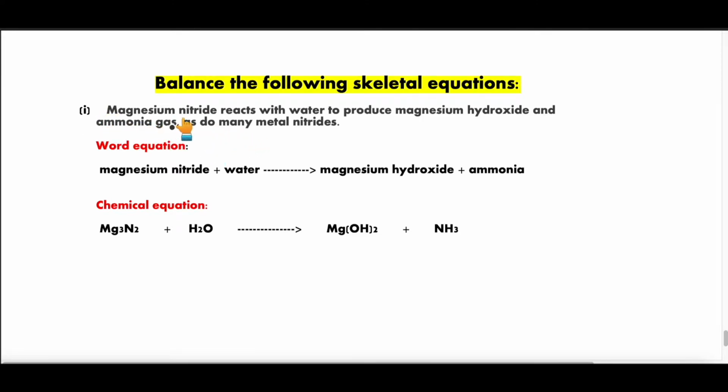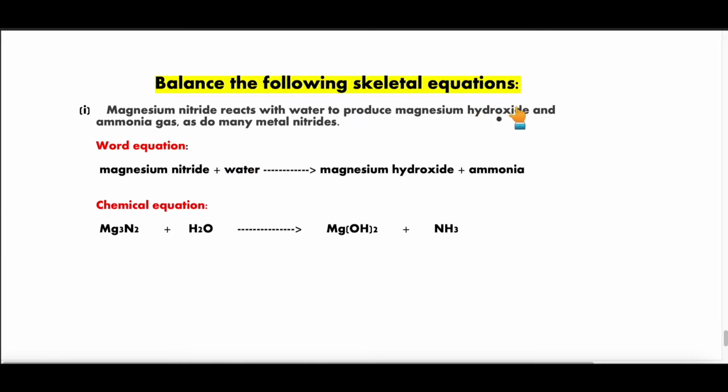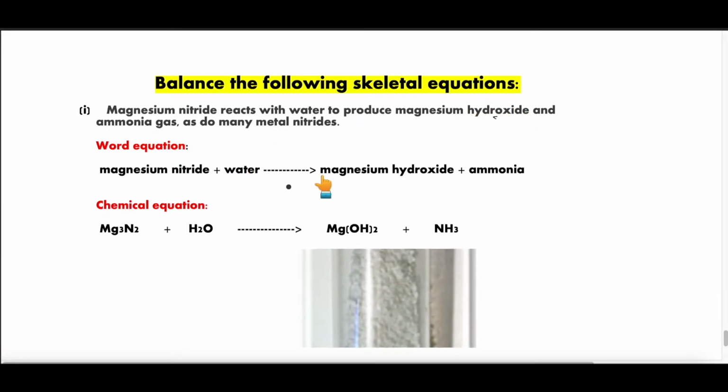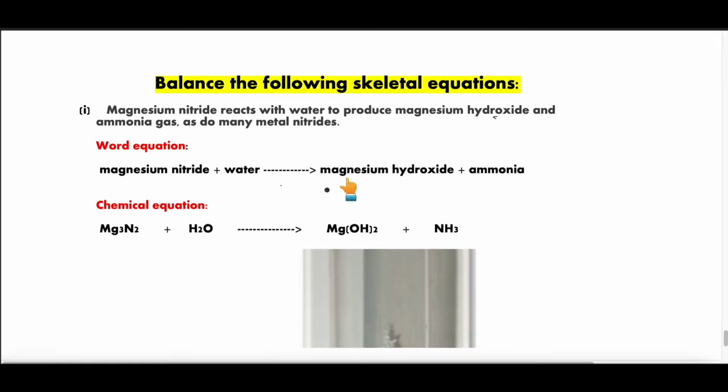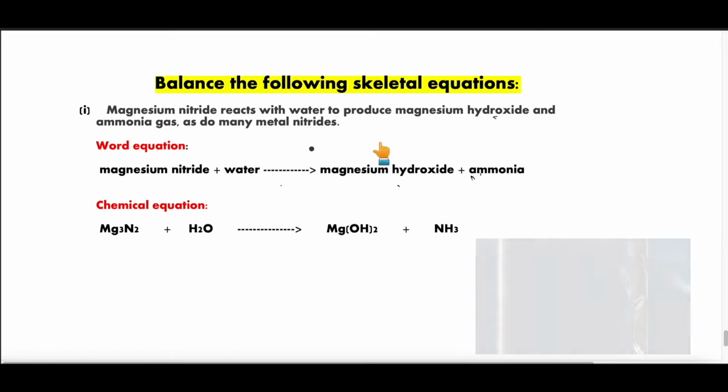Number 1: magnesium nitride reacts with water to produce magnesium hydroxide and ammonia gas, as do many metal nitrides. So the word equation is written as: magnesium nitride plus water produce magnesium hydroxide and ammonia gas. Now this is the word equation for this chemical reaction. We will convert this word equation into the chemical equation.